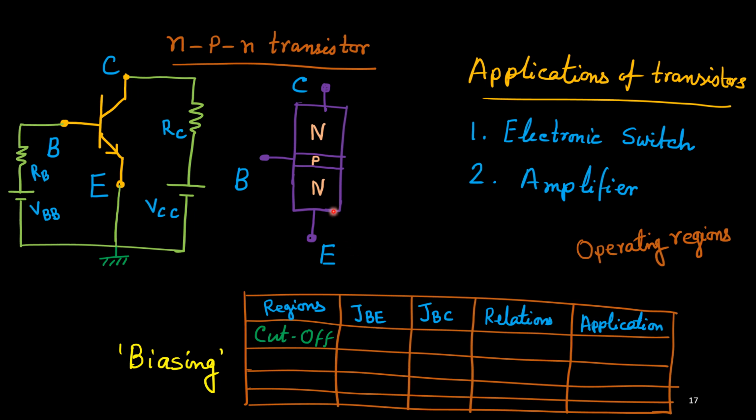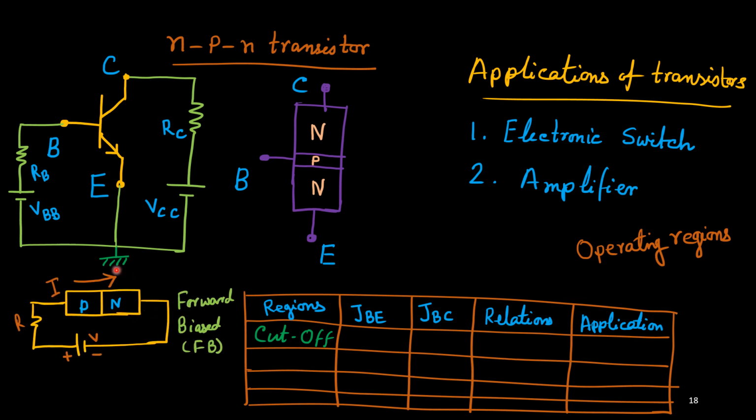JBE means the junction between base and emitter. And there is one more junction, between base and collector, which I'll call JBC. We'll try to get the relations in each operating region, and also find the applications of each region.